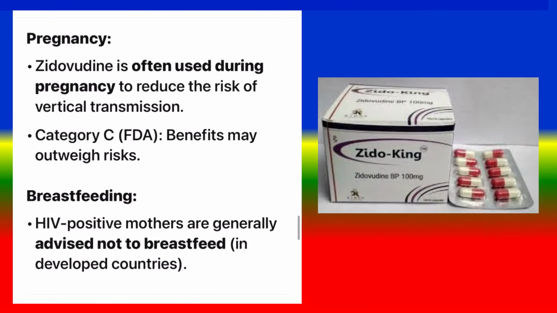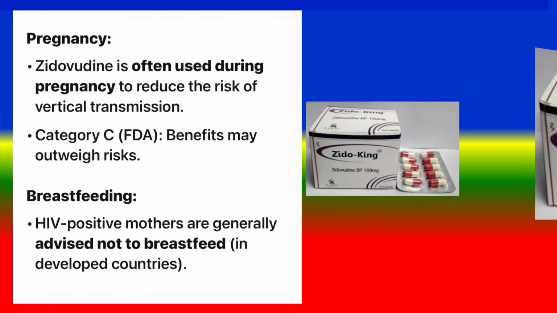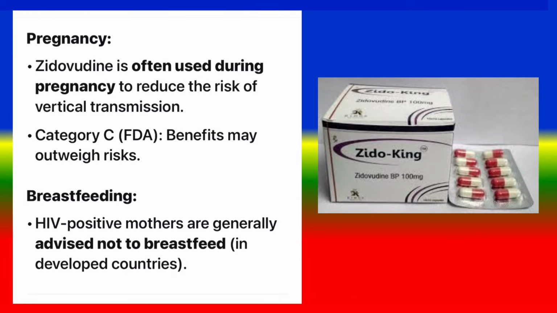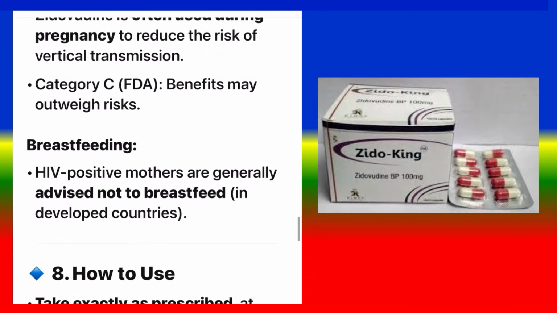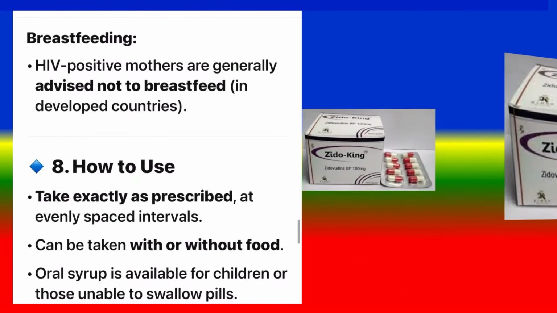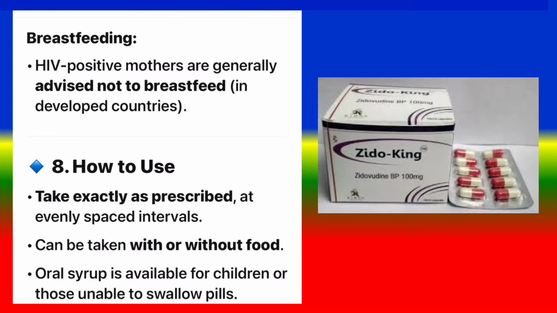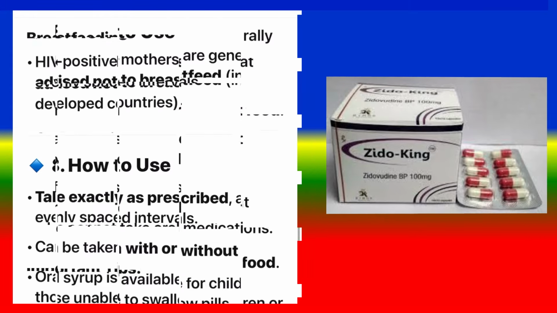Pregnancy. Zidovudine is often used during pregnancy to reduce the risk of vertical transmission. Category C, FDA, benefits may outweigh risks. Breastfeeding. HIV-positive mothers are generally advised not to breastfeed in developed countries.